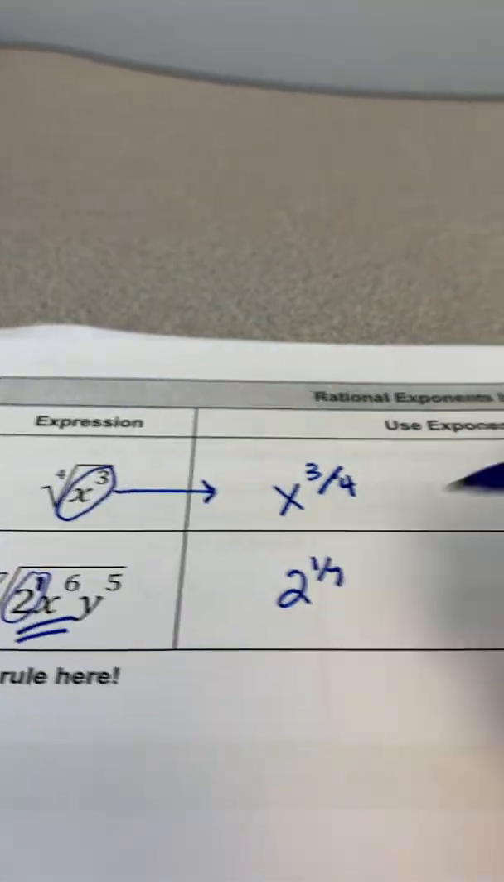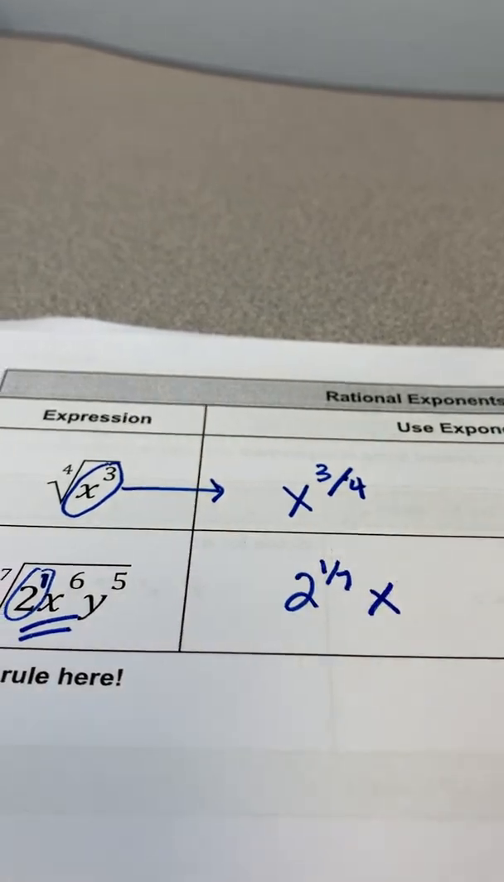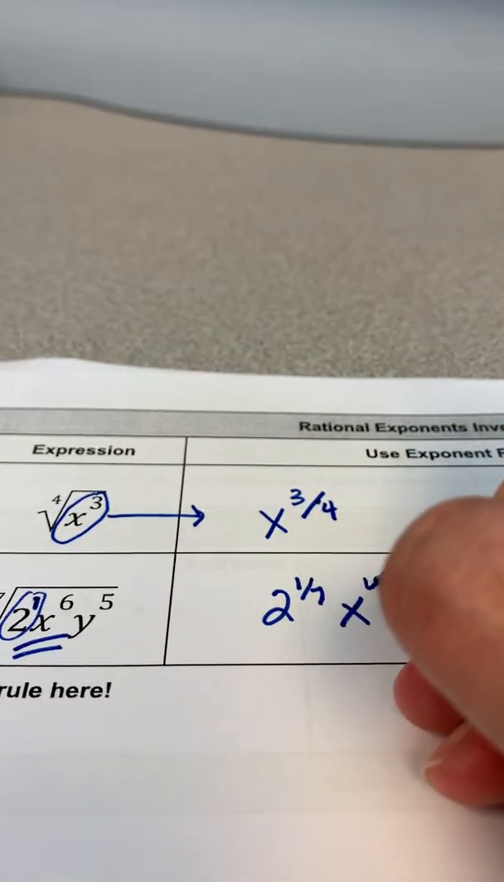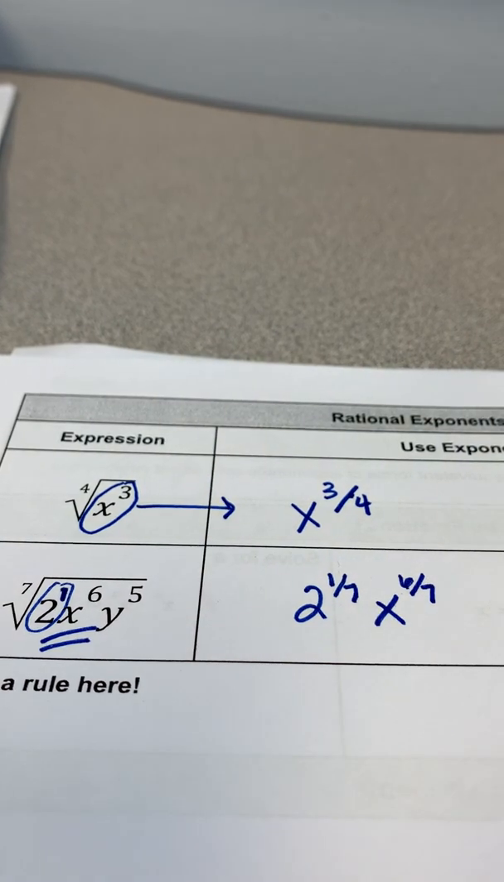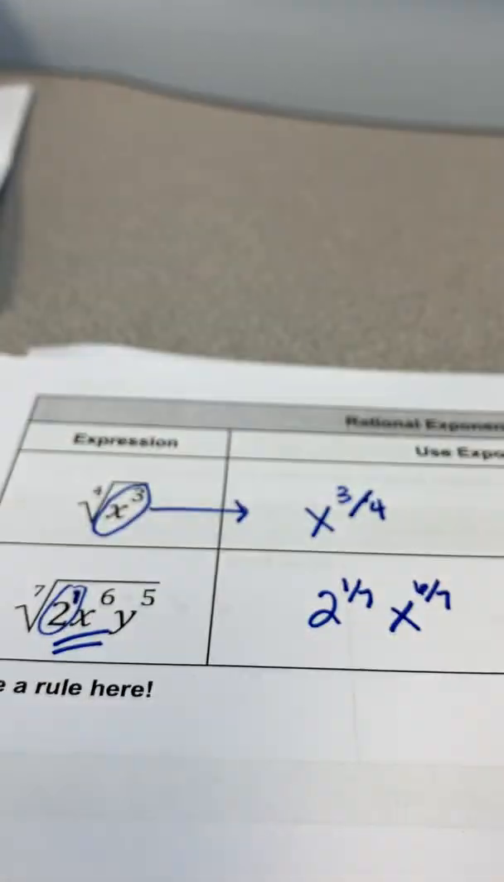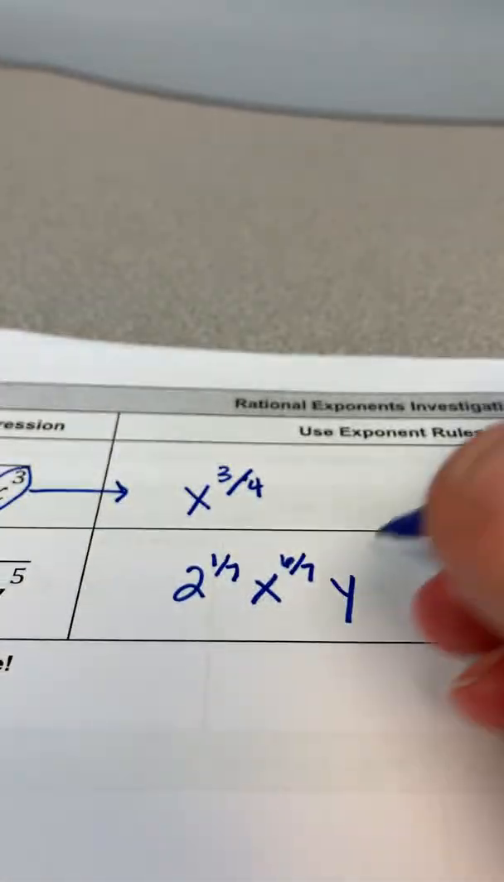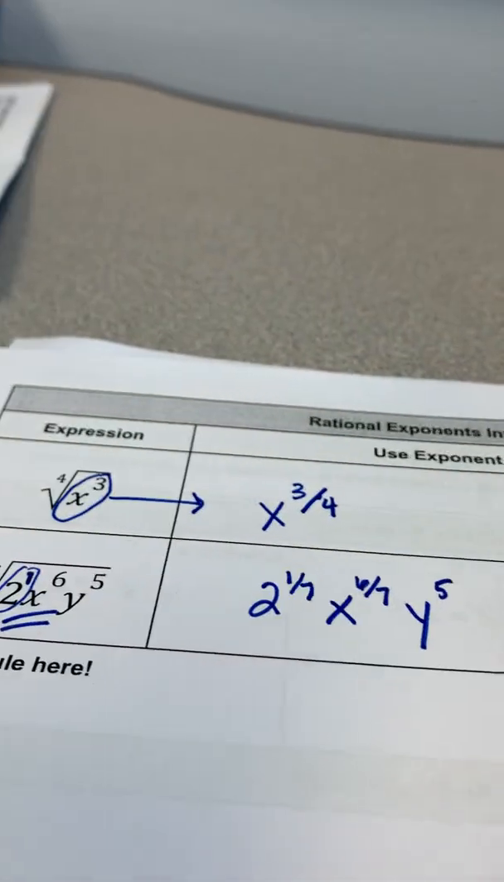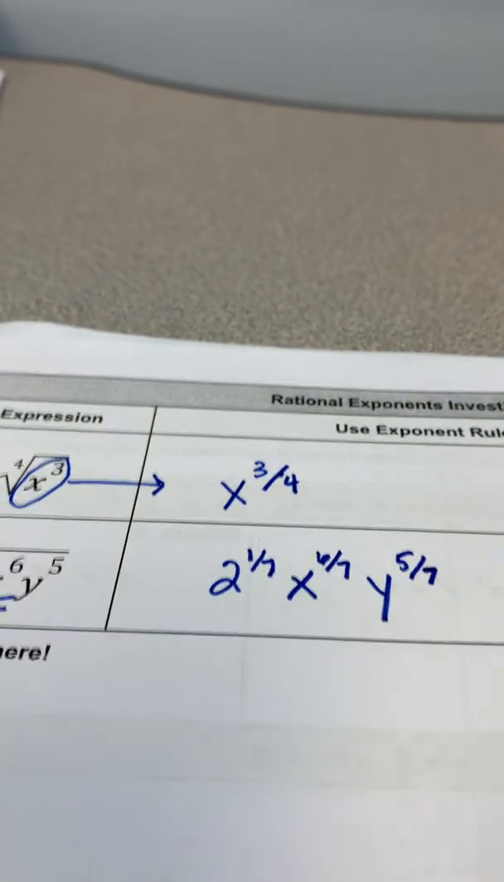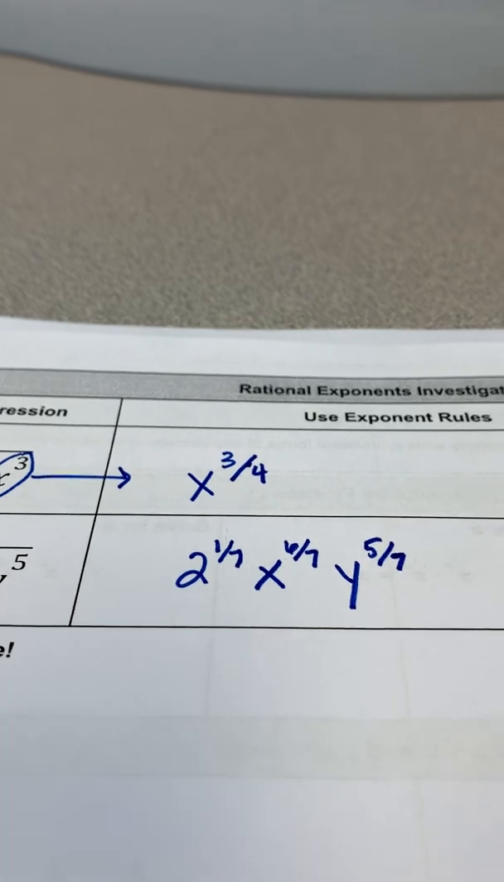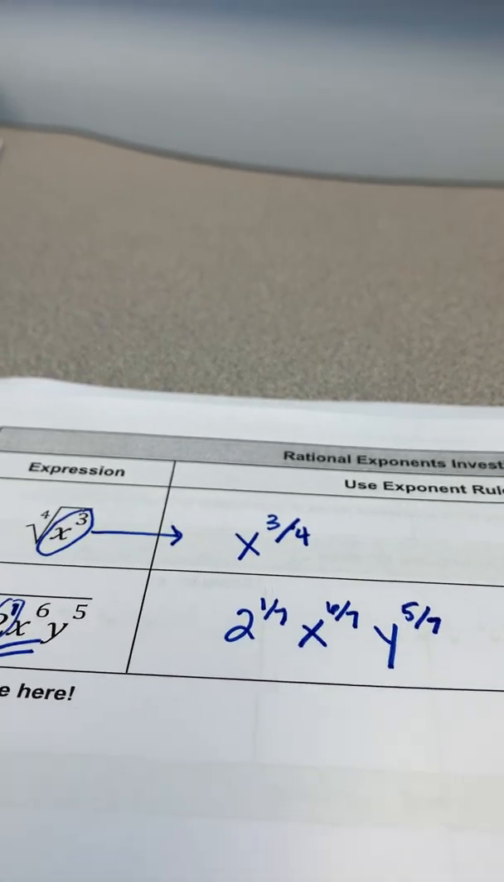Now x. I have x here. It's going to be to the 6th. We're going to put it over 7, because that's the index. Now the y here is to the 5th power, so I write y to the 5th, and then I put it over 7. And we leave it alone. We don't do anything else but rewrite it like that.